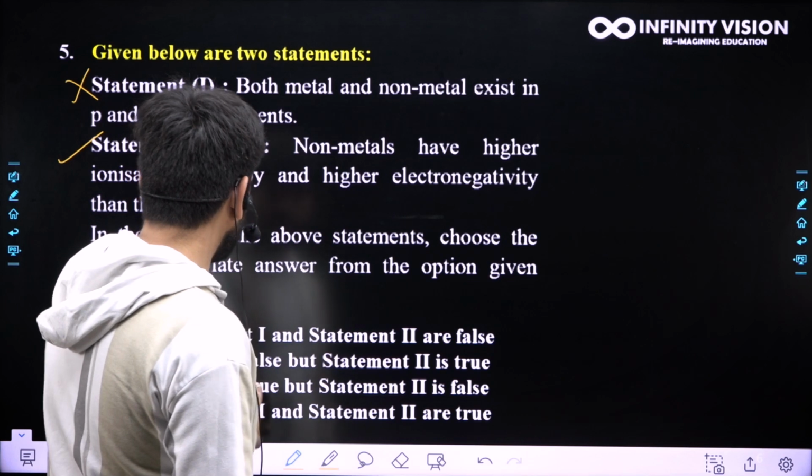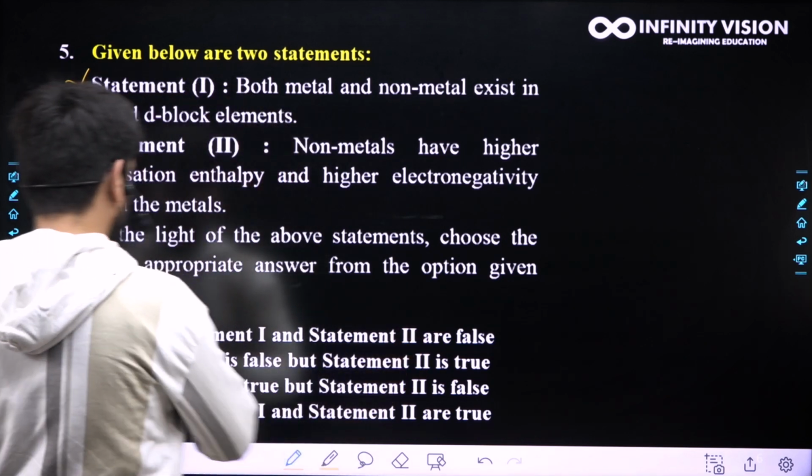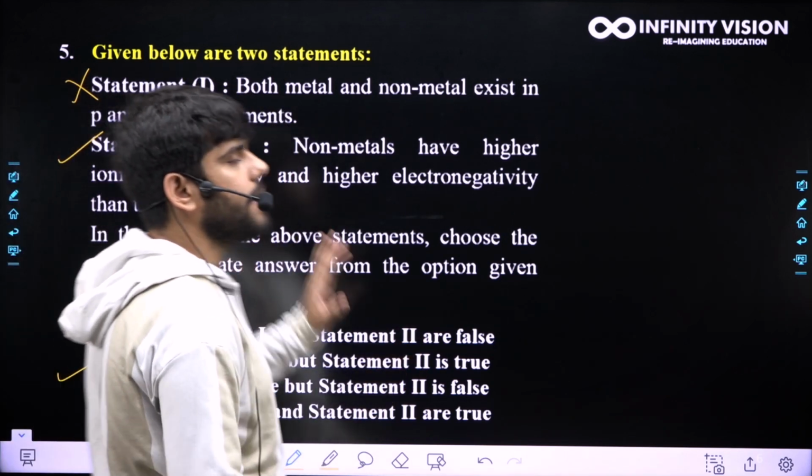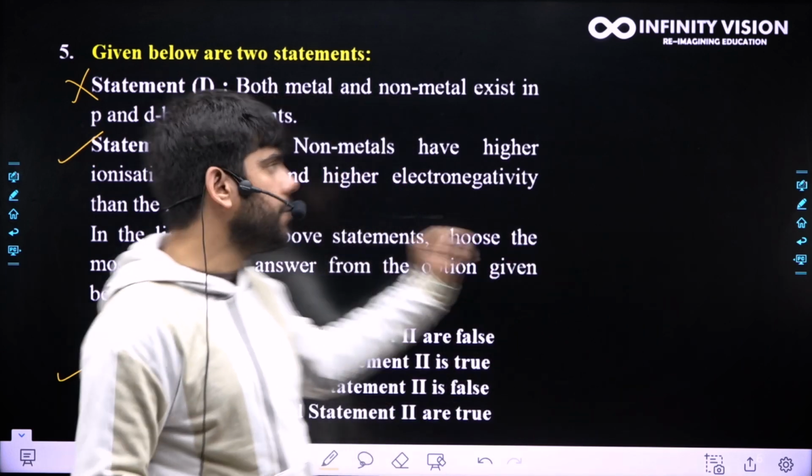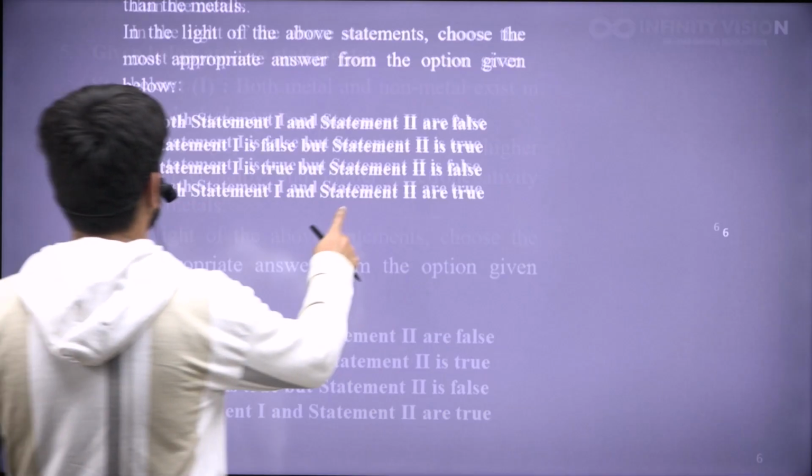So statement number 1 is false, but statement number 2 is true. So second is the right answer. I hope this question is clear to you. Let us move to the next question.